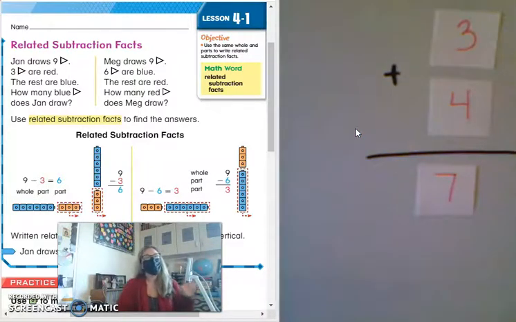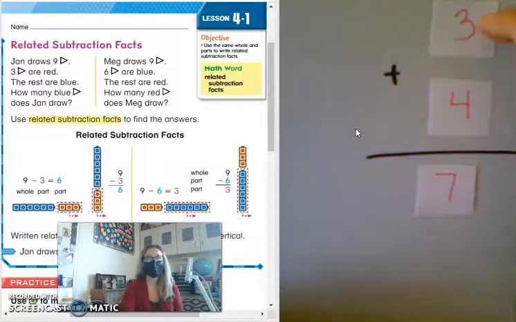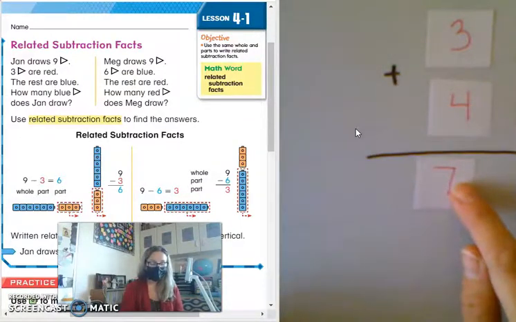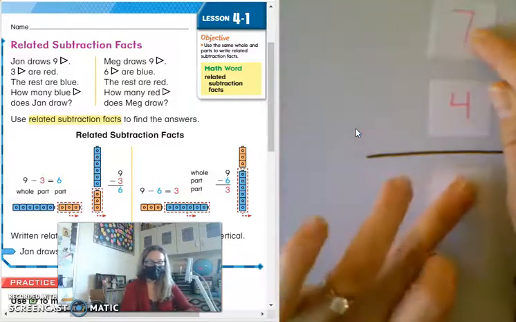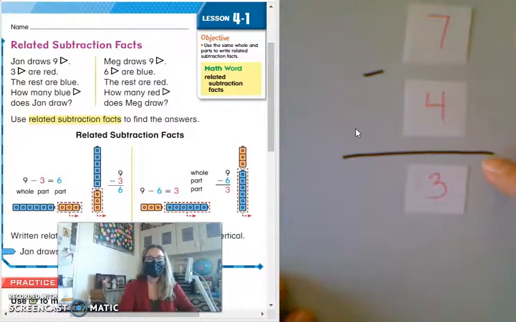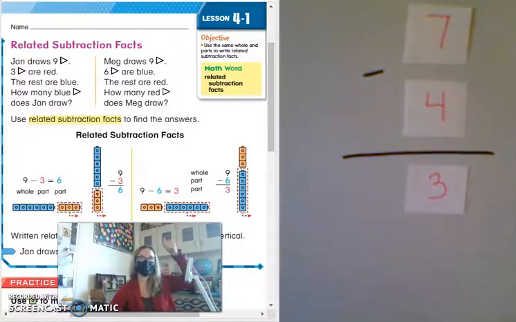Now, related facts in subtraction work a little bit differently. We will still be flip-flopping the parts. However, in subtraction, we don't start with the parts and build part, whole. In subtraction, we start with the whole, right? And then we take away one of the parts. So, 7 take away 4 equals 3. Thumbs up if you agree.